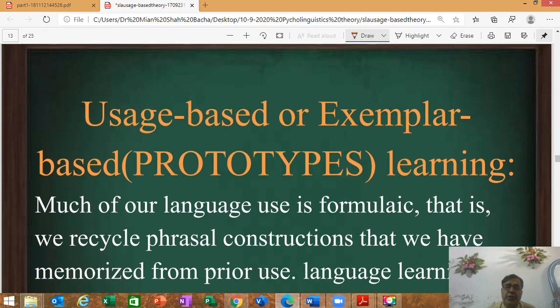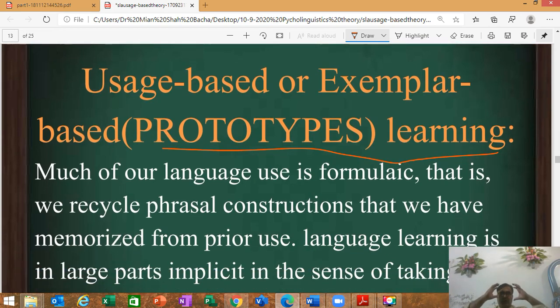Now we come to usage-based or exemplar-based prototype learning. You should keep in mind, as I told you in the very beginning, that there is a book on psycholinguistics written by Insip Taylor, and she has explained almost everything if you are further interested in knowing psycholinguistics in detail. That is the best book, and believe me, it will give you a great insight into psycholinguistics. I think by now you must have bought that book, but if you haven't, please do. Prototypes and everything have been explained there. But anyhow, here I'm going to explain this prototype a little bit.